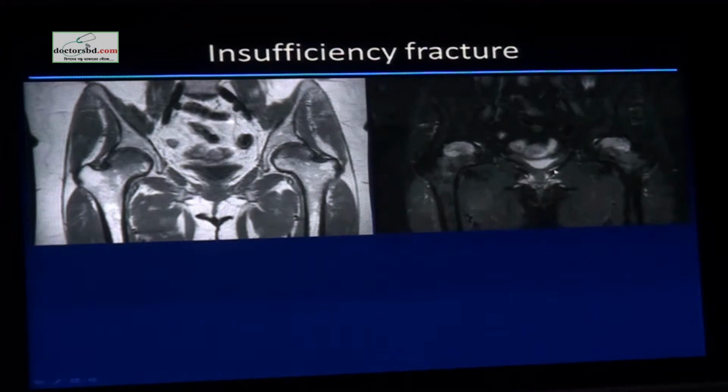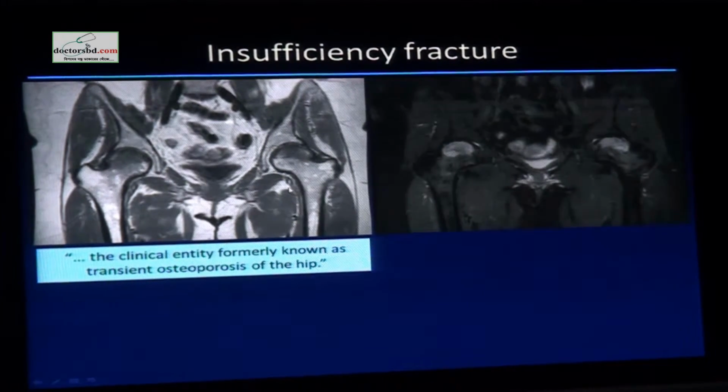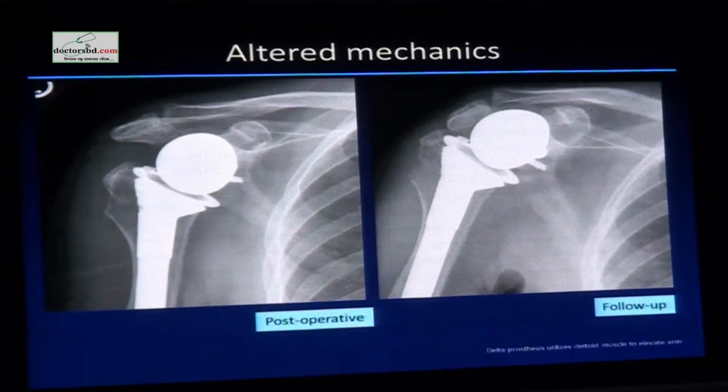This happens in many parts of the body and it's gone by many names. We now know that transient osteoporosis of the hip is typically caused by an insufficiency fracture, and as we do more high-resolution imaging of the hip, some of the lines and bands that were not apparent when we were doing large field of view imaging of the entire pelvis can now become manifest. So these are a common entity that you should be aware of.